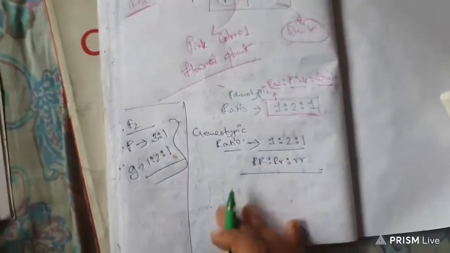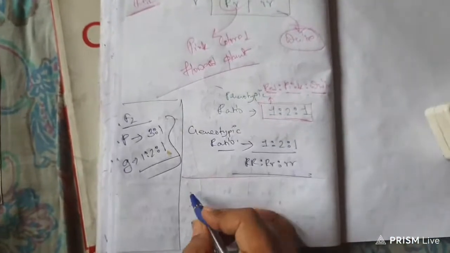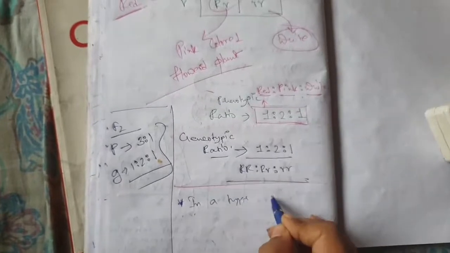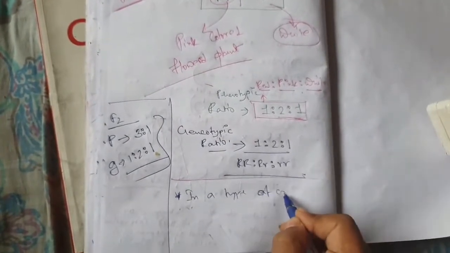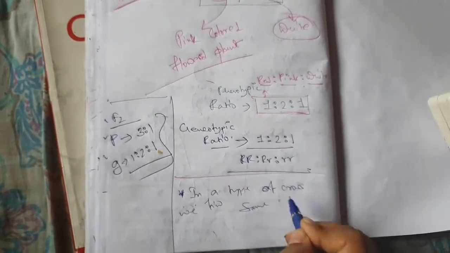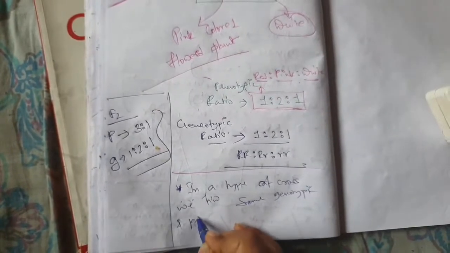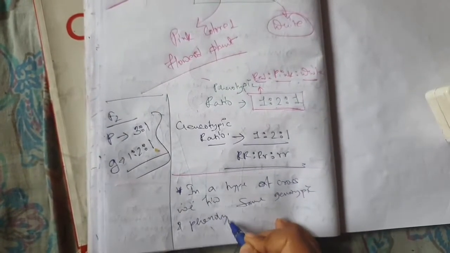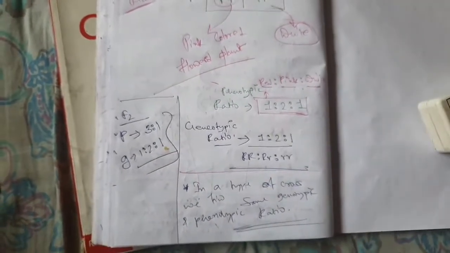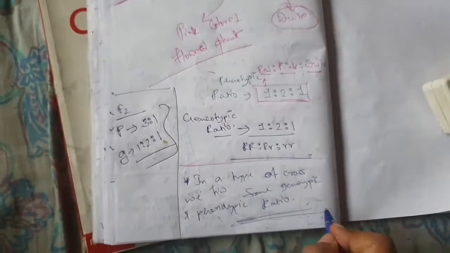Many a time in your competitive examinations, or your clever teachers may ask you a question that in a type of cross we find the same genotypic and phenotypic ratio, and so on and so forth, then what?